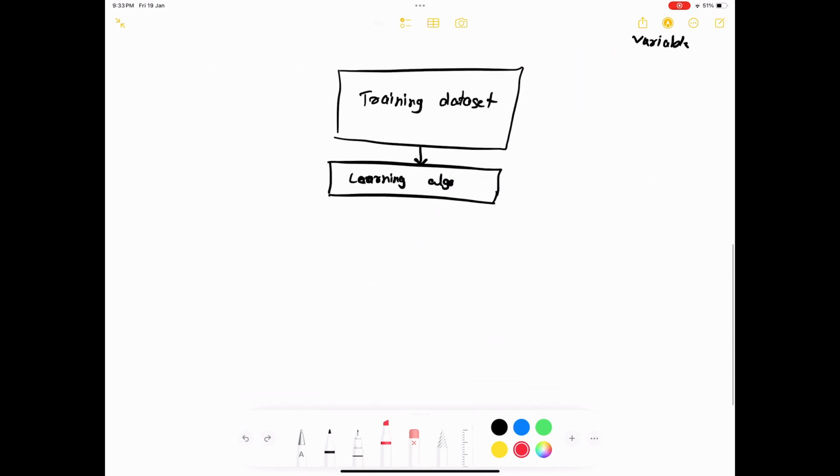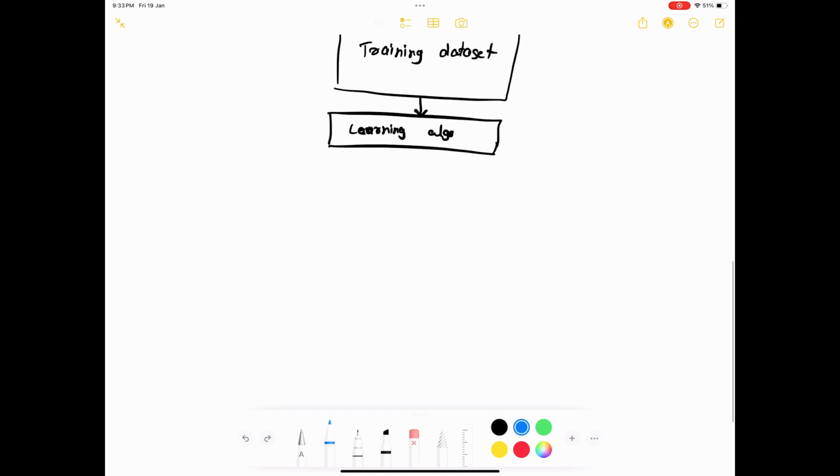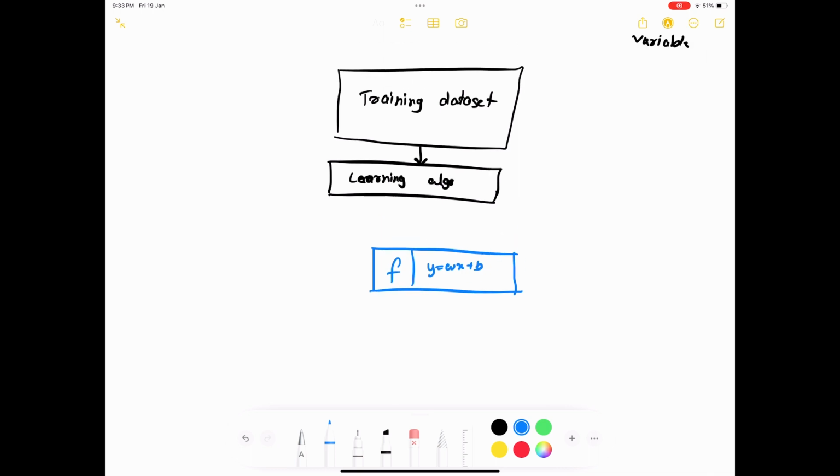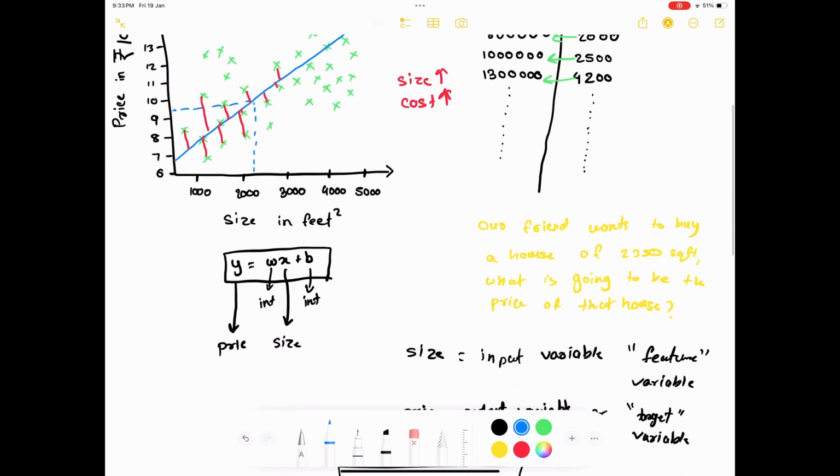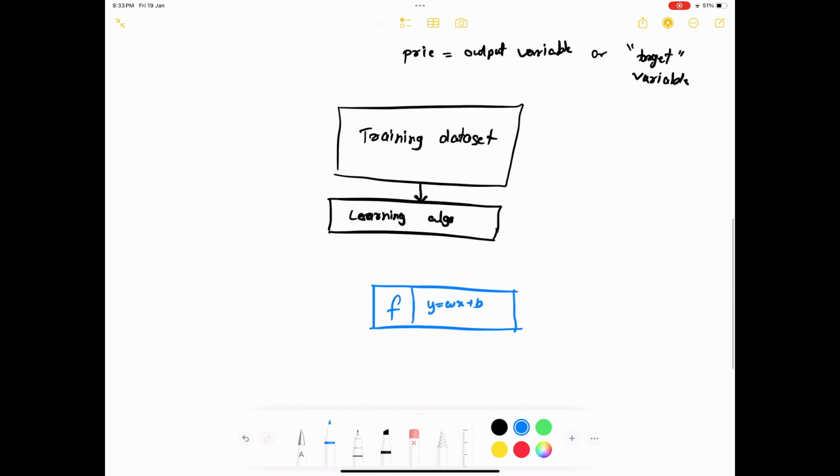Okay, so when this training algorithm is finished, it will spit out some function. This function will take the form y is equal to wx plus b. And when we have this function, which is trained on this training data, we can feed it data which it has never seen before.